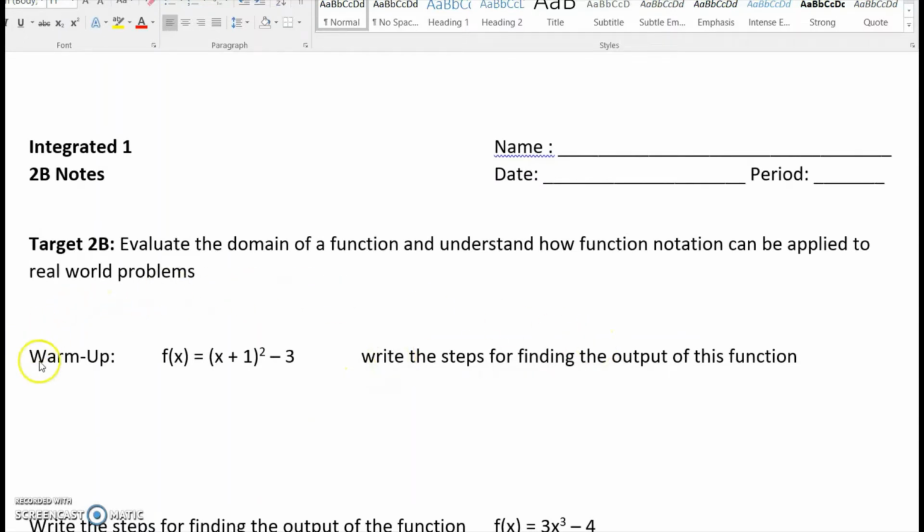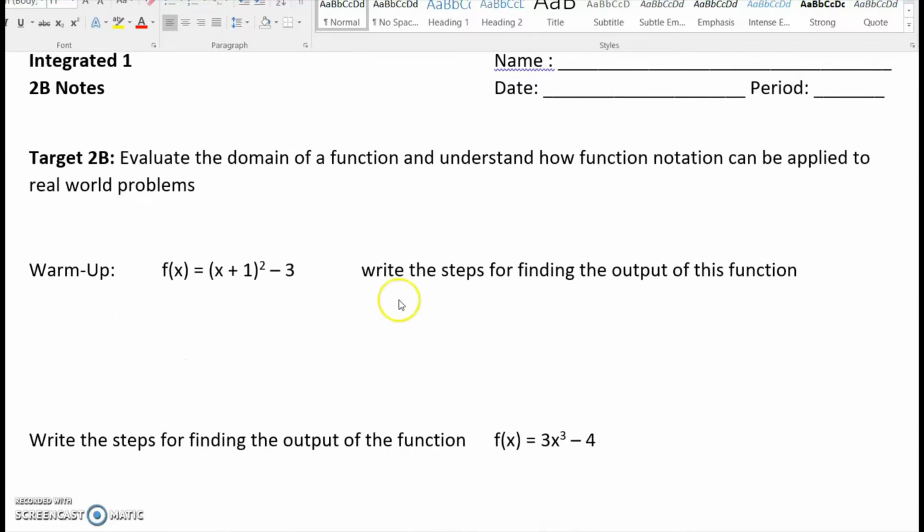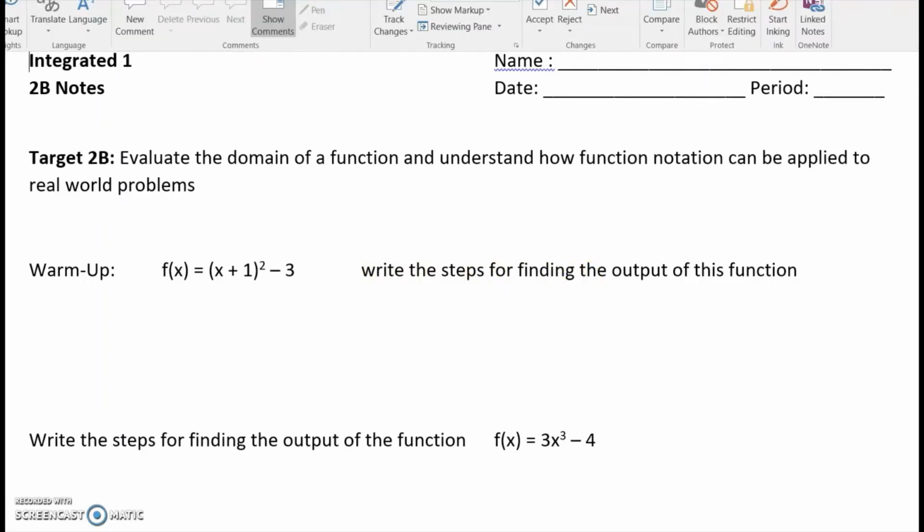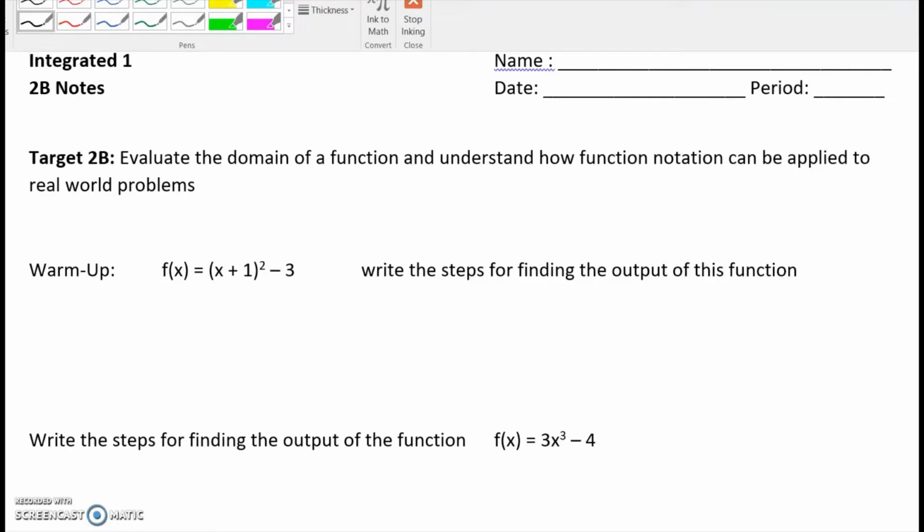So it says warm-up, f of x equals (x plus 1) to the second power minus 3. It tells you to write the steps for finding the output of this function. So that is what we're going to do. We're going to write the steps of how we would go from our input to our output. Remember, to find the steps, we've got to go with our order of operations. So please excuse parentheses, exponents, multiplication and division, and then addition and subtraction. So we have to figure out the order in which we're going to do this.